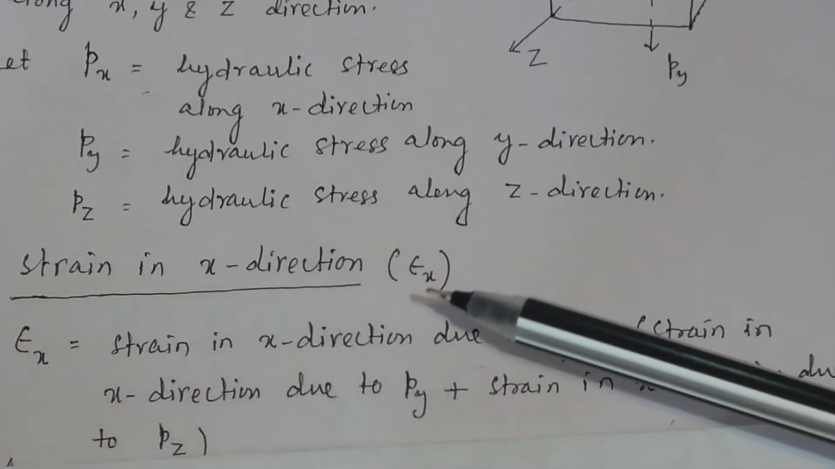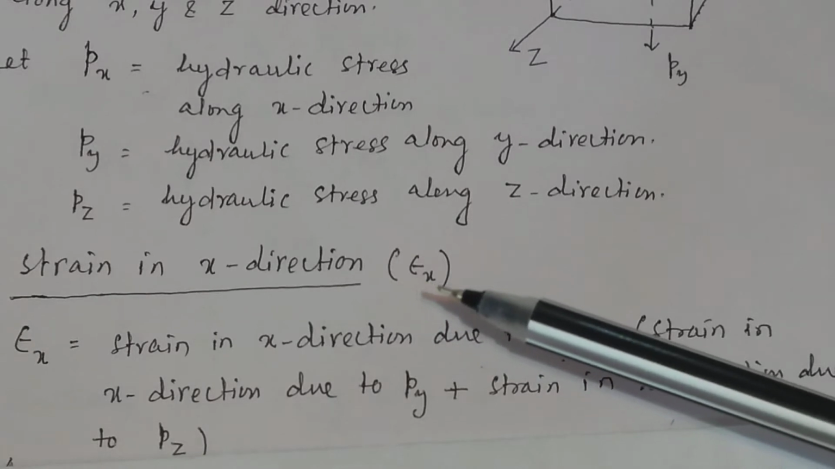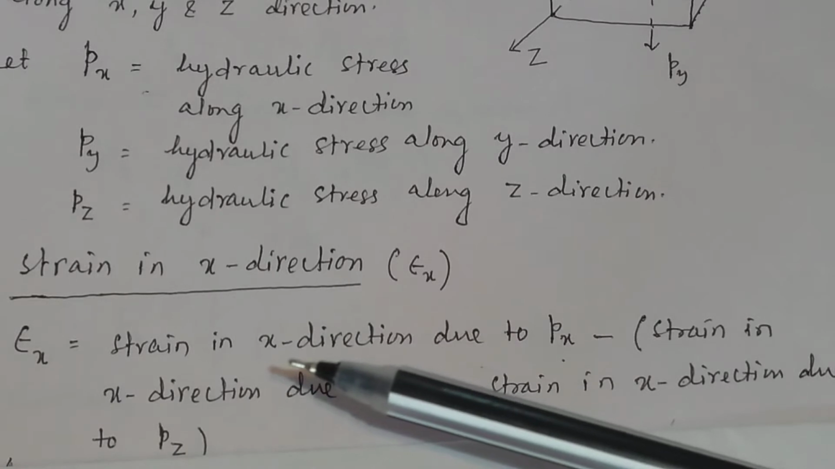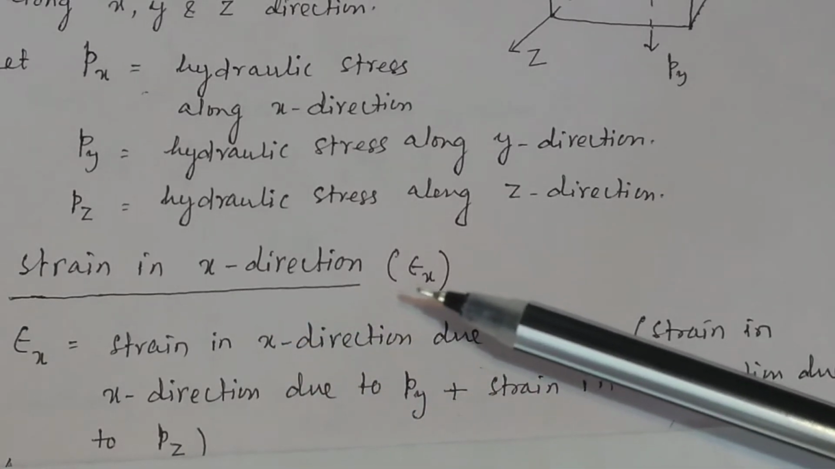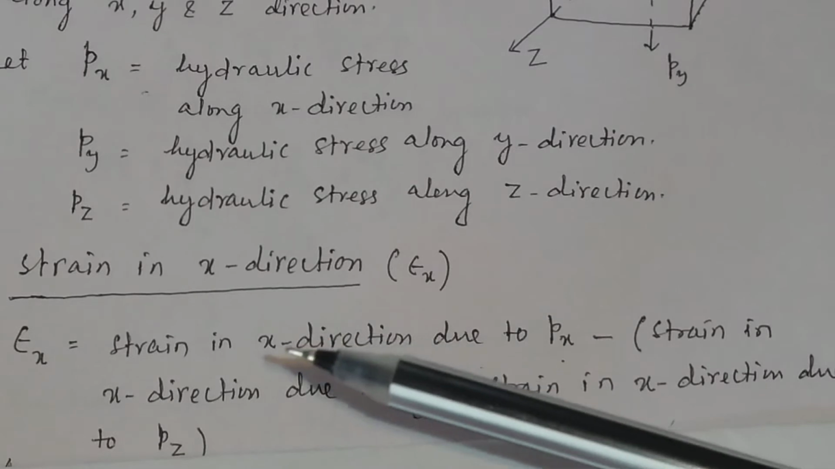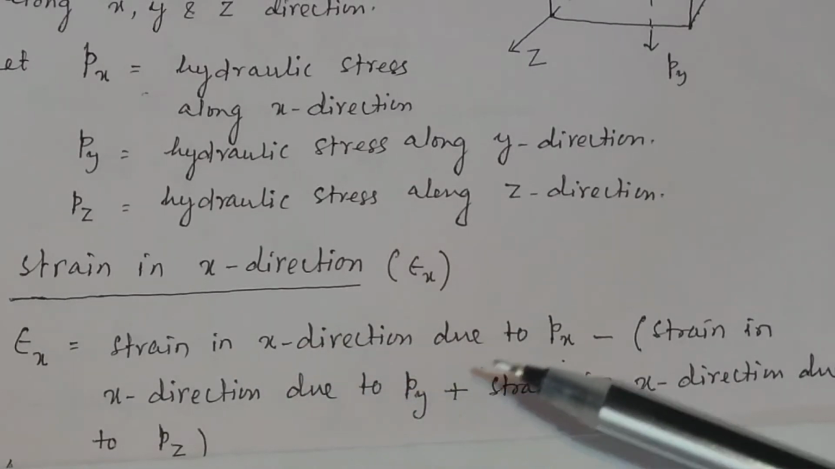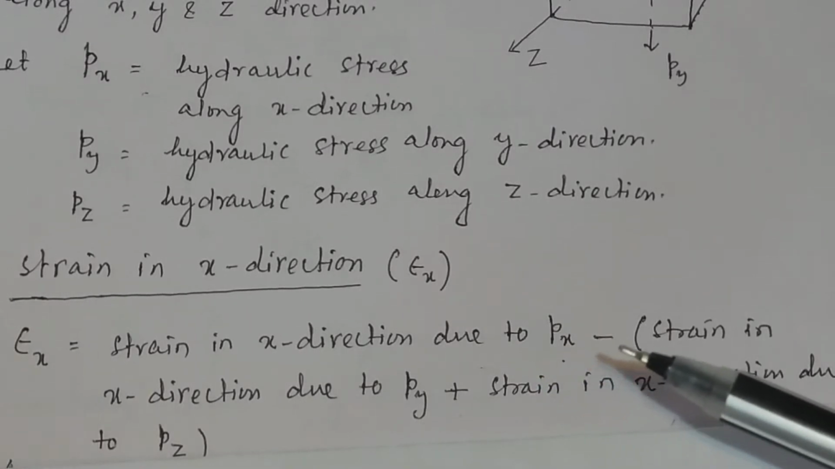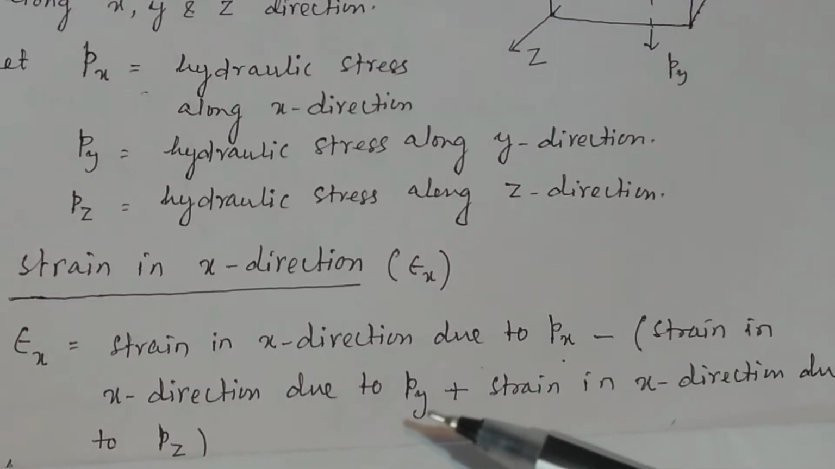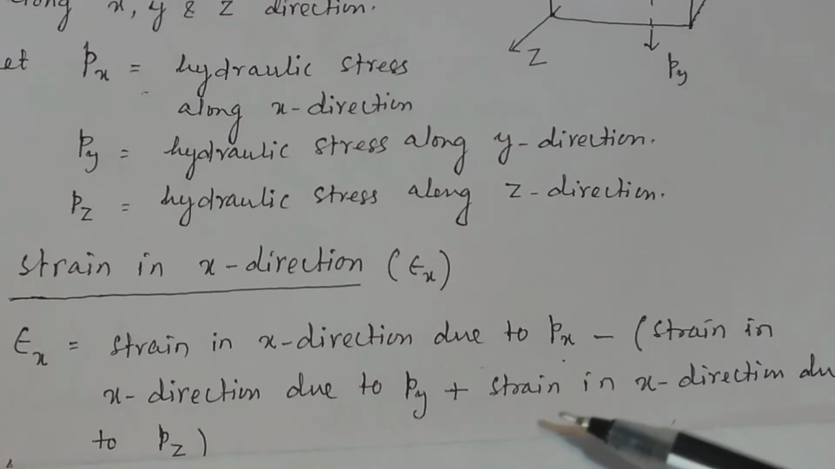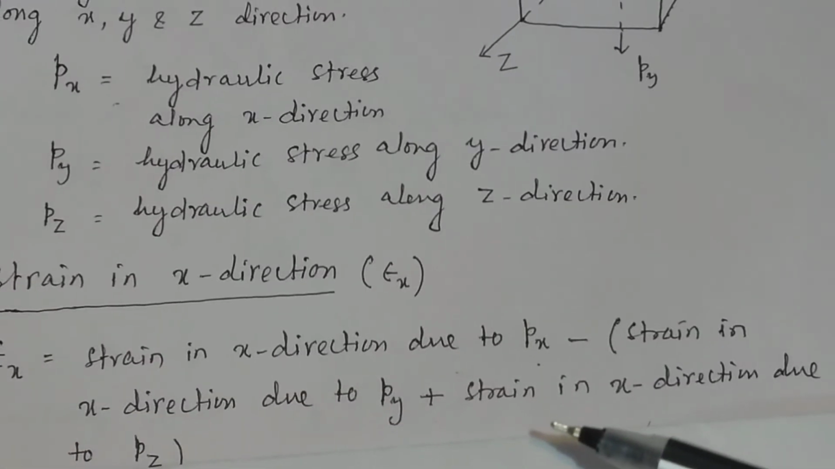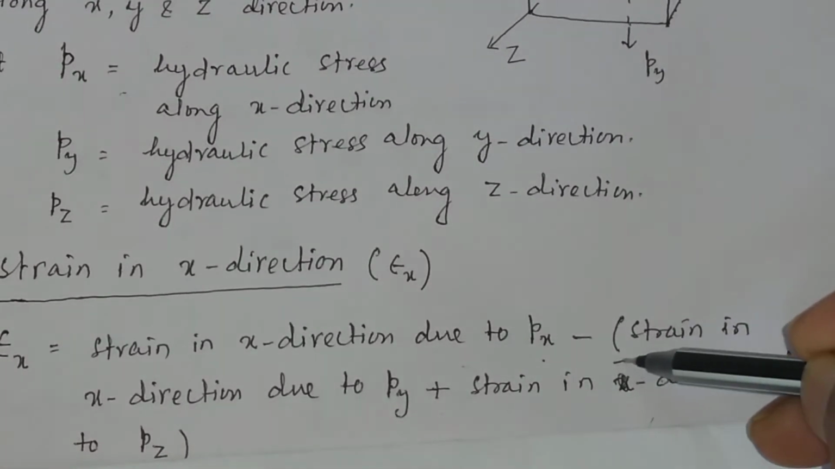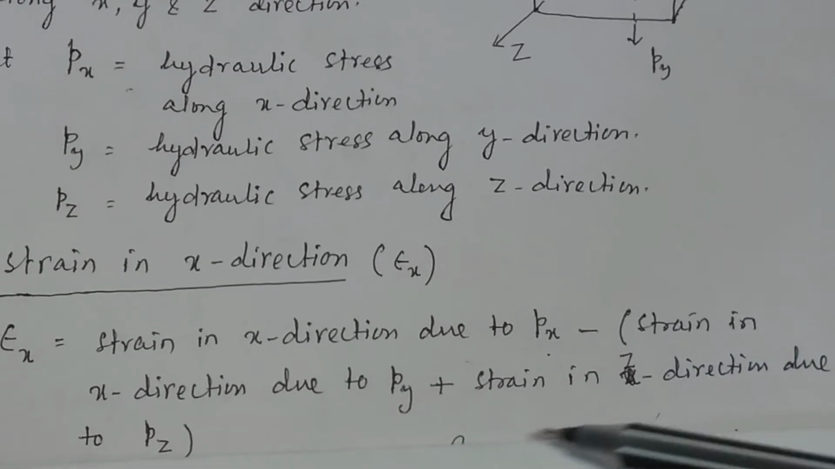First we calculate the strain along the x direction, then the expression will be the same for the y direction and z direction. Suppose the strain in the x direction is epsilon x. So epsilon x is the strain in the x direction due to the hydraulic stress Px, minus the strain in the x direction due to Py plus the strain in the x direction due to Pz. This is not the x direction, this is your z direction due to Pz.